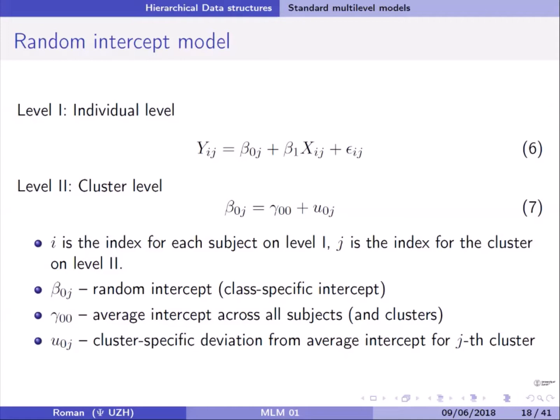Now, the additional terms. Our intercept is broken down into multiple terms. Remember from earlier, gamma 0,0? This is the average intercept across all subjects and clusters. So this ignores the clustering information and just gives us the average intercept. However, U0J is the cluster-specific deviation from an average intercept for the Jth cluster. So this tells us the deviations that clusters are, on average, on the intercept from the fixed intercept here.